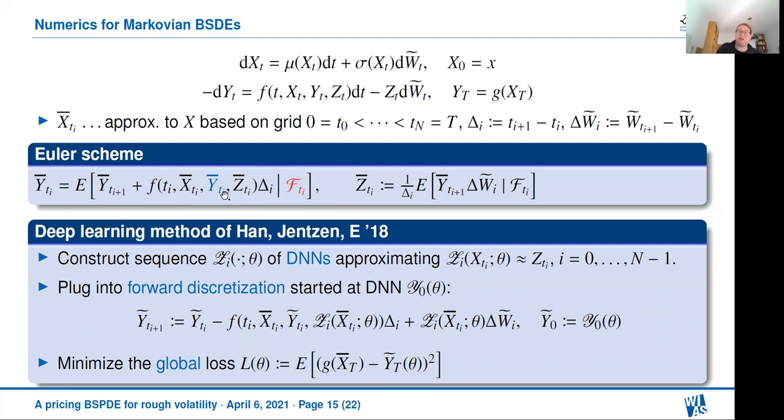And of course, as usual, you can use implicit Euler schemes as I did here, but you could also do an explicit Euler scheme where you have Y evaluated at t_{i+1} here. And for the Z, if you know the Y, then you can reconstruct the Z by just multiplying with the Brownian increment and taking expectations. So this is the classical method. Now the problem with this is, of course, that taking conditional expectations is computationally very, very expensive.